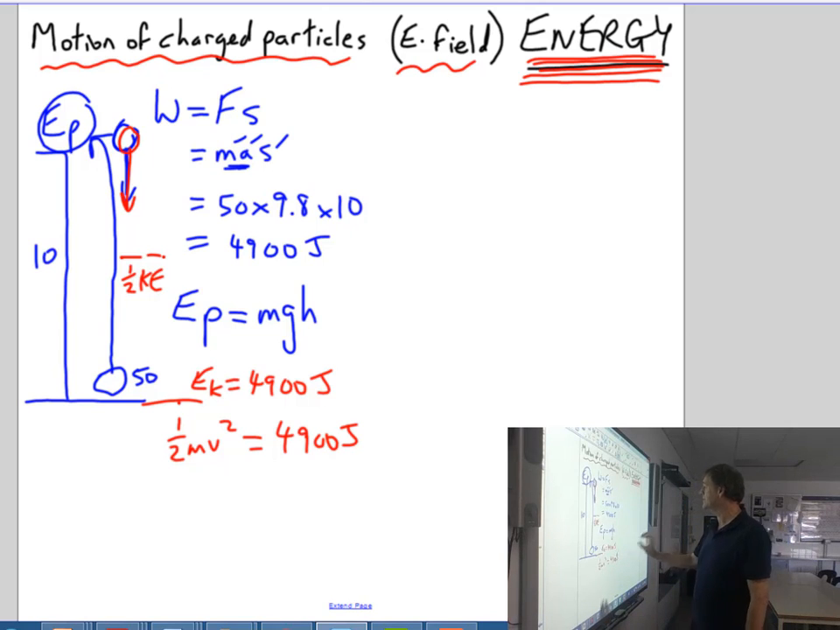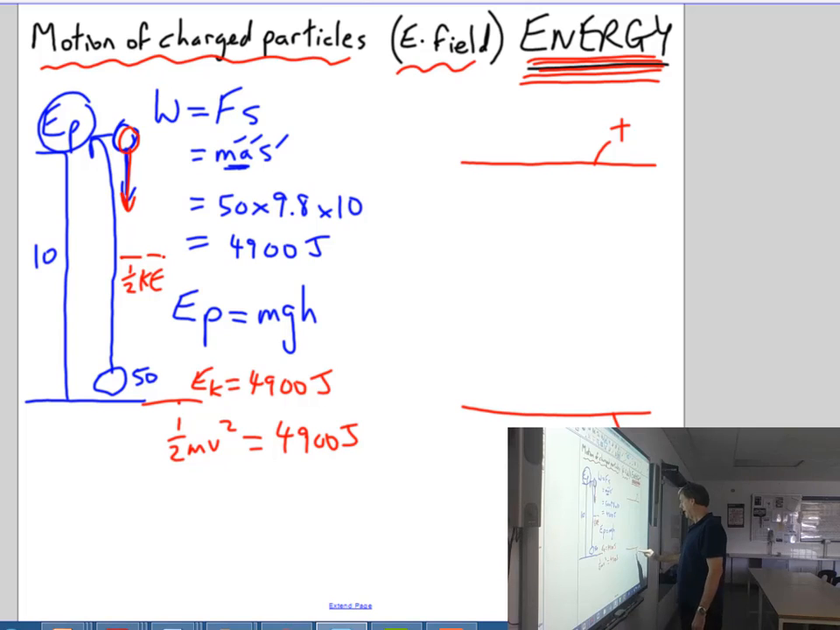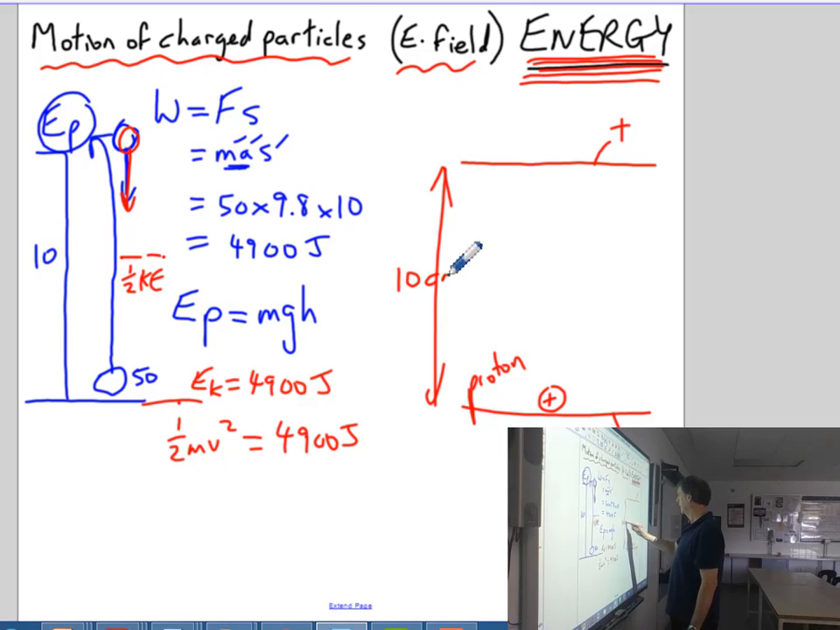Can you do the same sort of thing with electric fields? We'll do a uniform electric field where we had a positive plate and maybe a negative plate, and we moved a charge like a proton up to there. Let's say we tried to move a proton, and we have a distance of maybe 10 centimetres rather than metres. And we look at the potential difference, maybe we'll do 50 volts versus 0 volts. So not a negative plate, but a 0 volt plate.